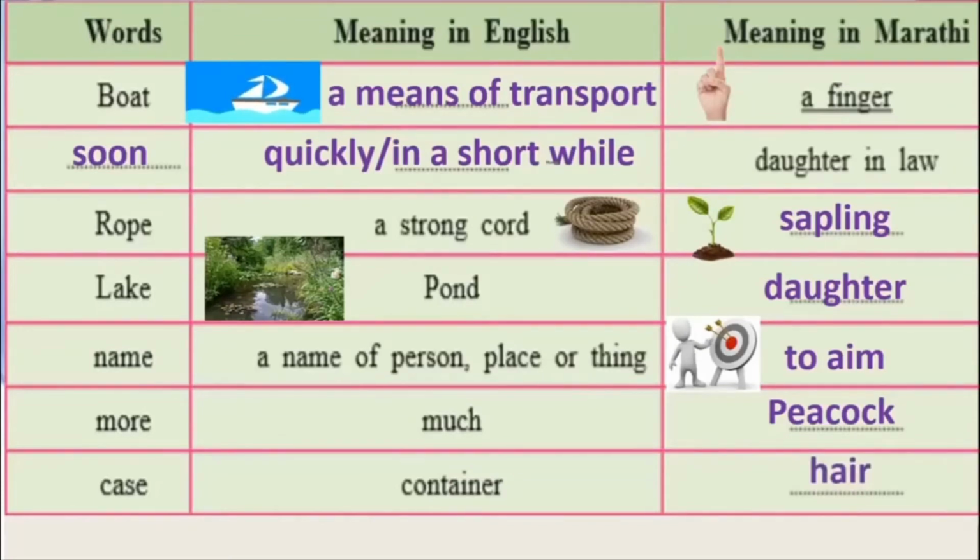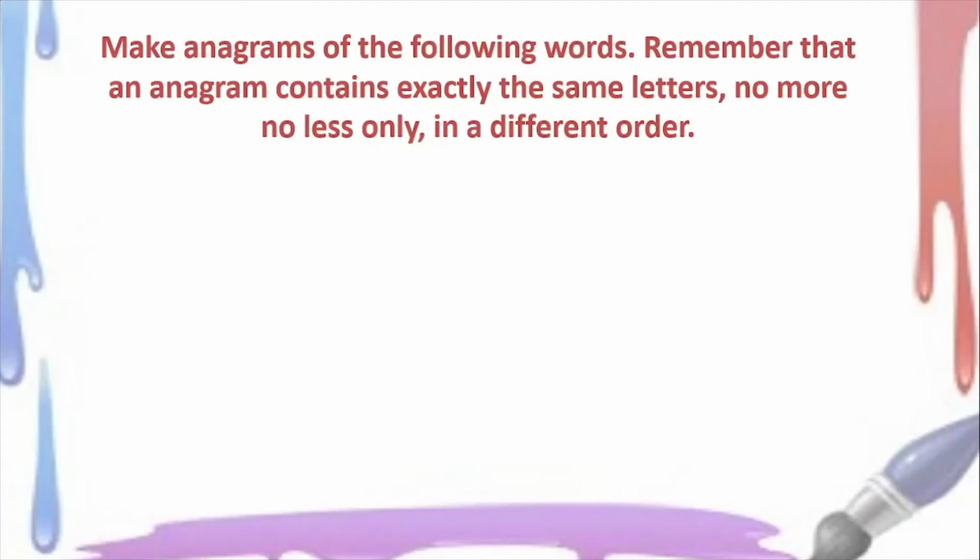So children, these were two vocabulary exercises that we did today. One was anagrams and the other one was a nice and easy game, an interesting game called mother tongue or other tongue. Now children, before we wrap up this lesson, let us take a look at one more exercise in anagrams which are there in our textbook. So we will try and make anagrams with the words that they have given us. But we will also remember that an anagram contains exactly the same letters, no more or no less.